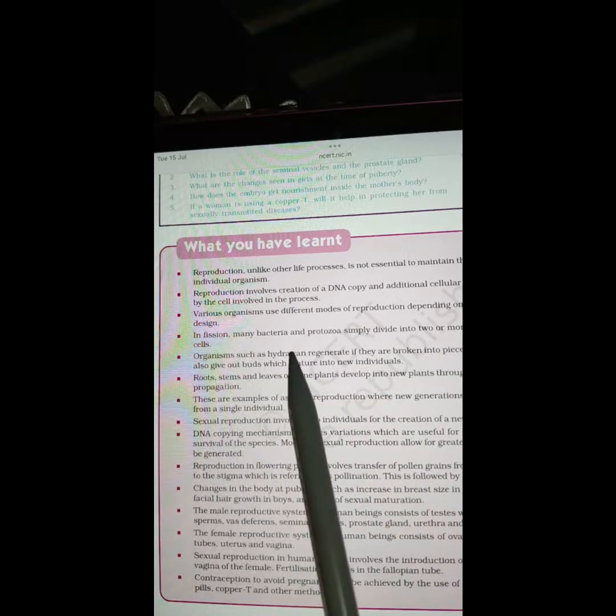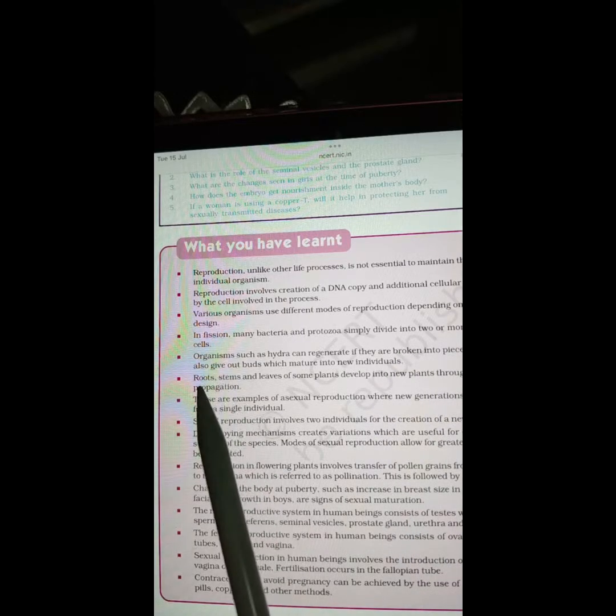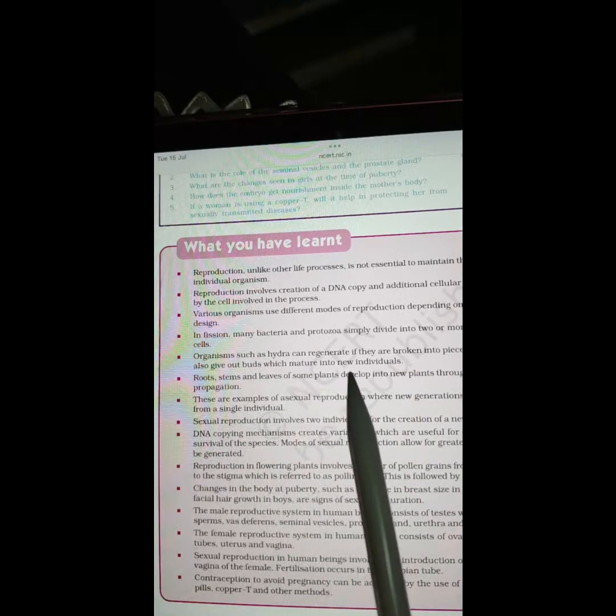In fission, many bacteria and protozoa simply divide into two or more daughter cells. Organisms such as Hydra can regenerate if they are broken into pieces. They can also give out buds which mature into new individuals. Roots, stems, and leaves of some plants develop into new plants through vegetative propagation. There are examples of asexual reproduction where new generations are created from a single individual.